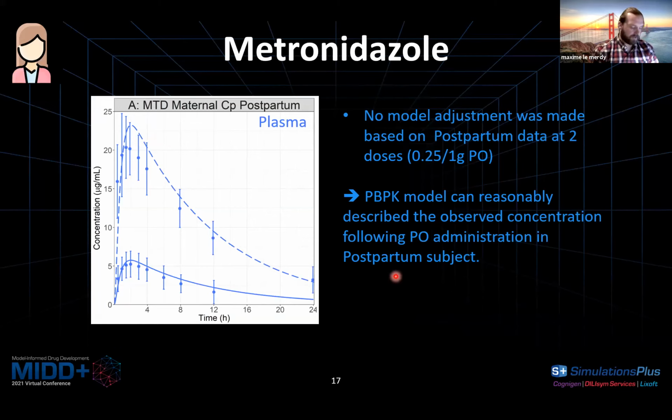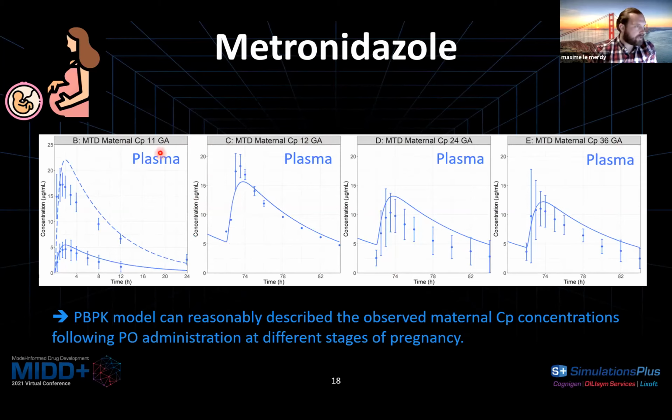So here on this slide, you can see, and once again, pure predictions, no model adjustment, the maternal plasma concentration of metronidazole at different stages of pregnancy. So 11, 12, 24, and 36 weeks gestational age, so basically the first, second, and third trimesters, as well as different doses. We had 0.25, 1 gram, and 0.5 BID for those 3 data sets.